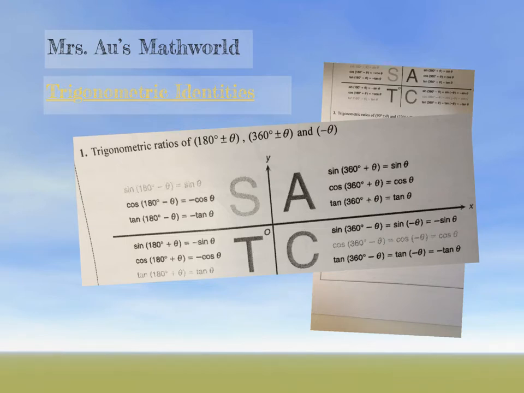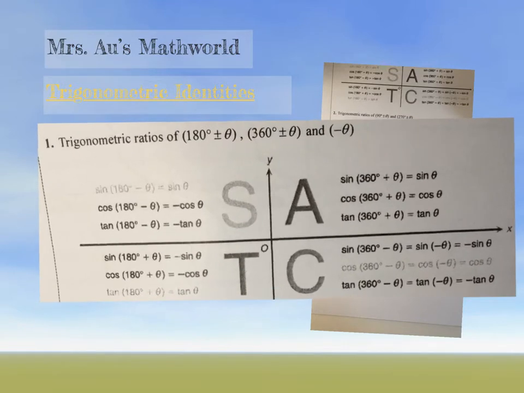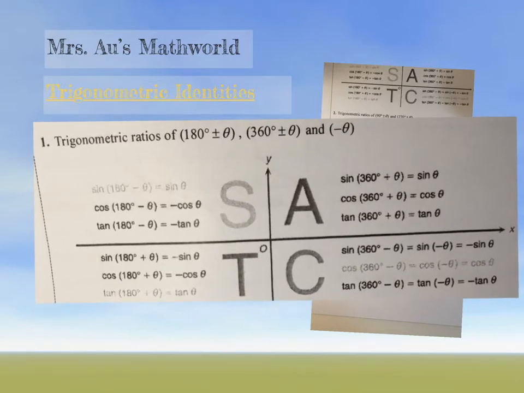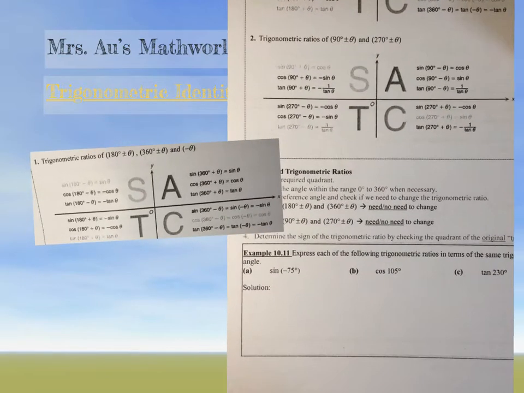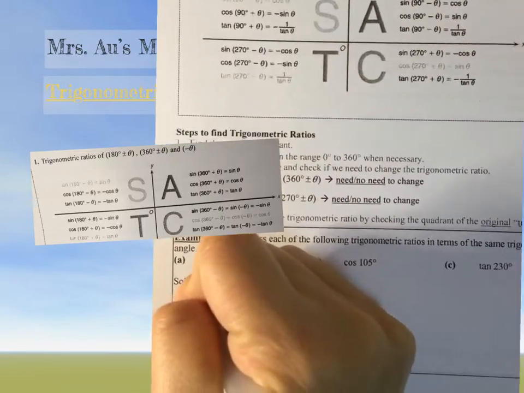So in this video, we are going to introduce how to work on the examples. Okay, so this is the formula list for the identities, and we will use it to do example 10.11. So let's start from part A.